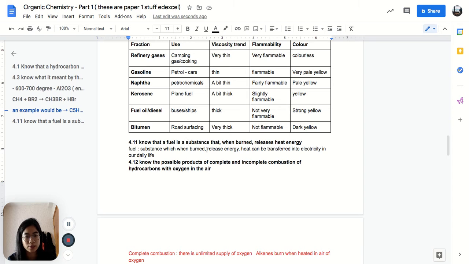4.11: note that a fuel is a substance that, when burned, releases heat energy. That is really simple. It literally tells you what you need to know for that point.